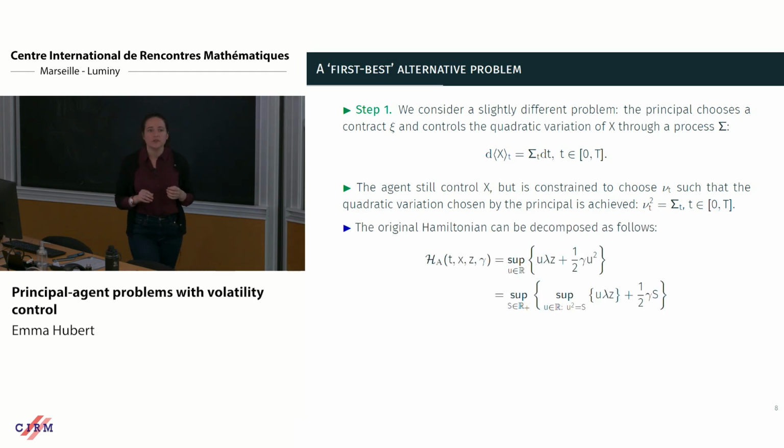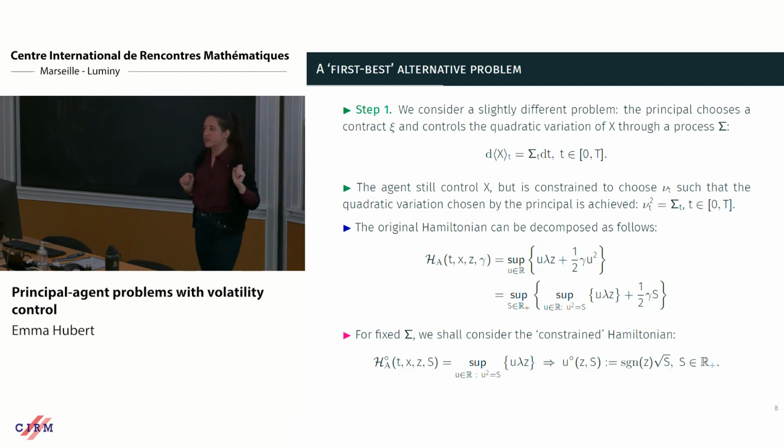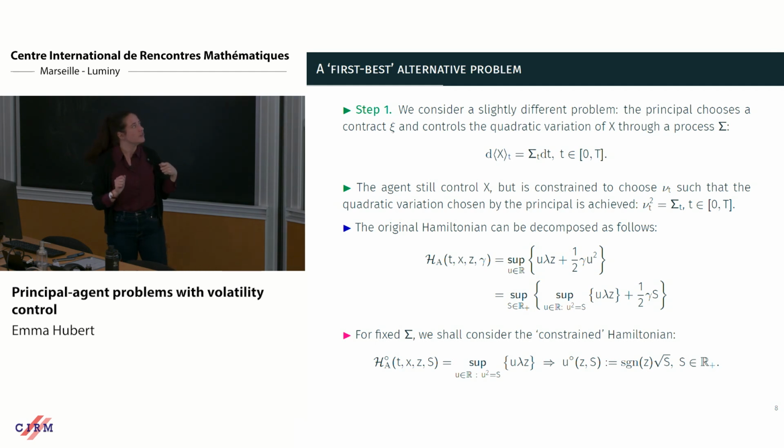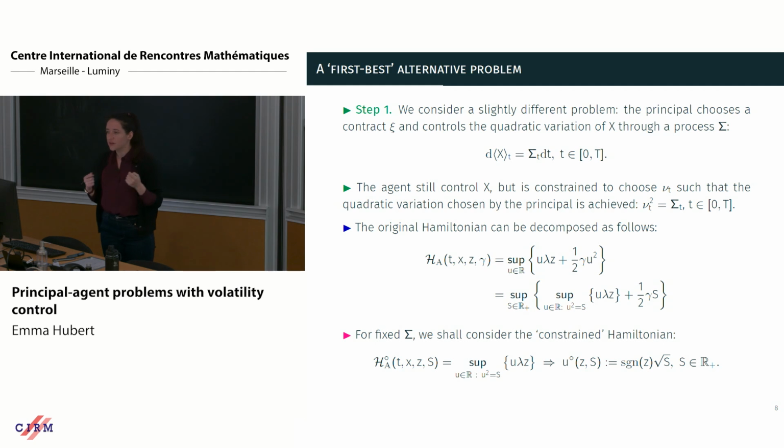If you look at the Hamiltonian, the original Hamiltonian maximizes over the effort, namely the drift, plus this quadratic variation part. You can split this maximization into a maximization over the quadratic variation and then a maximization over the effort that achieves that quadratic variation. So for the constrained problem, the Hamiltonian you want is that second part: for a fixed quadratic variation, I look at the optimal effort that the agent can play. Here it's very simple, and you can of course compute the maximizer of this constrained Hamiltonian.